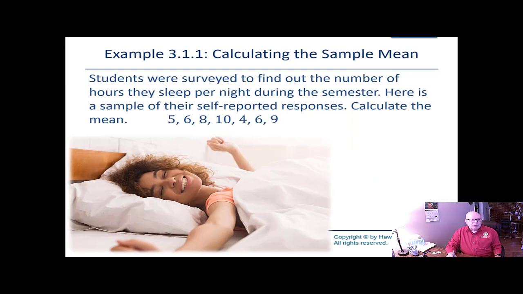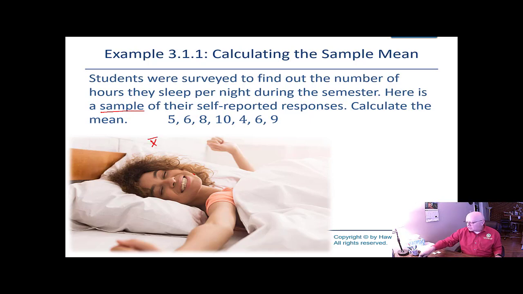Here's an example. You could calculate a sample mean. This is a sample of how many hours of sleep someone had. You want that. And notice that this is a sample. These were not all of them. The word sample gives it away. There we are. Sample. That means you are going to be talking about x bar.